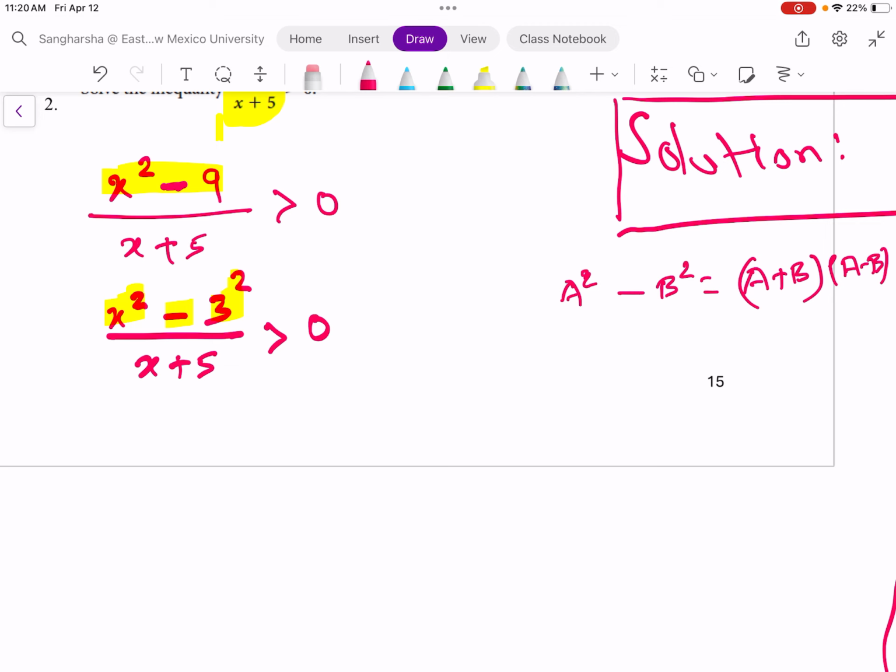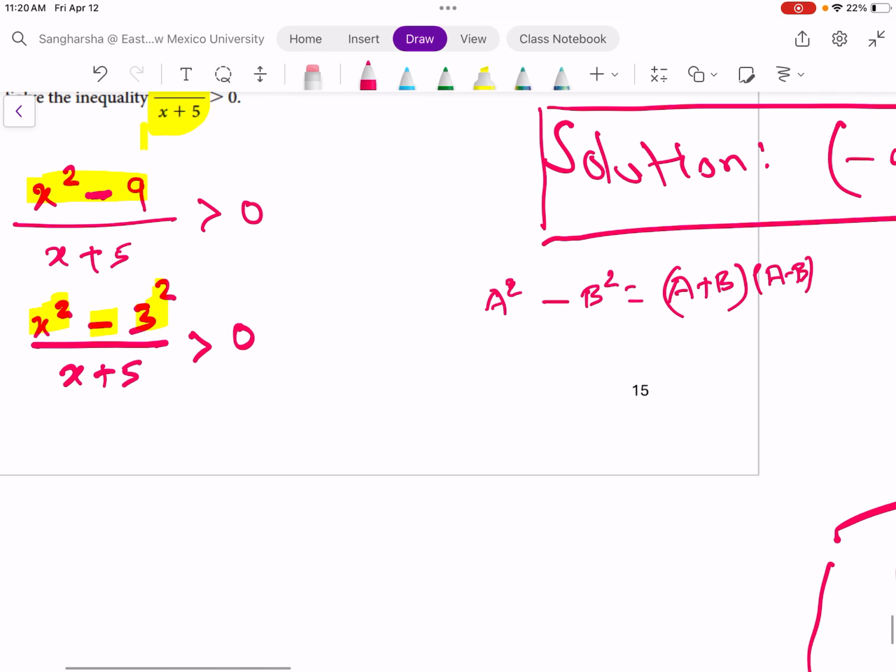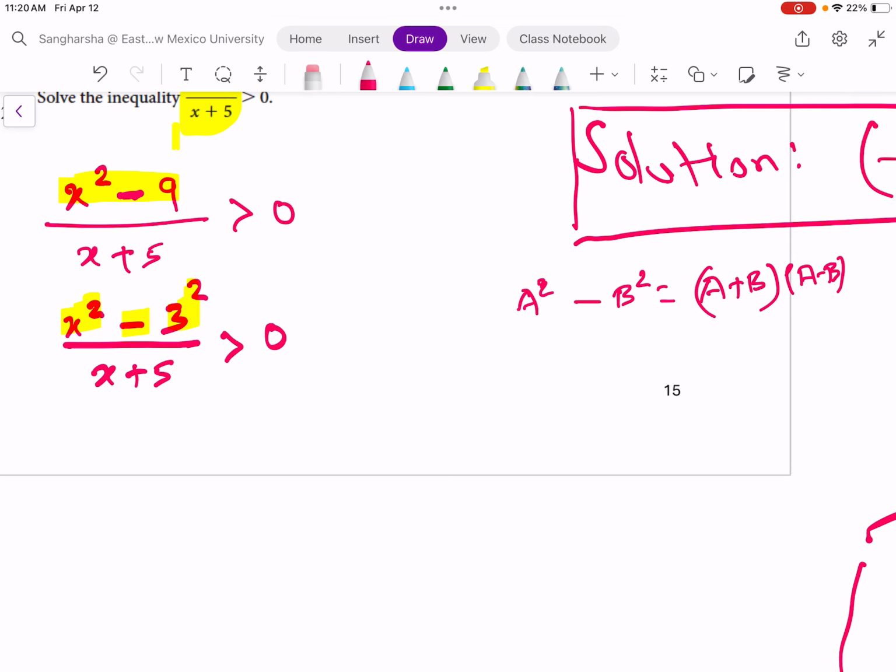So here, the second step is we factorize. Using this difference of square, our factor in the numerator is x plus 3 times x minus 3, divided by x plus 5 greater than 0. So you factorize your numerator and denominator.